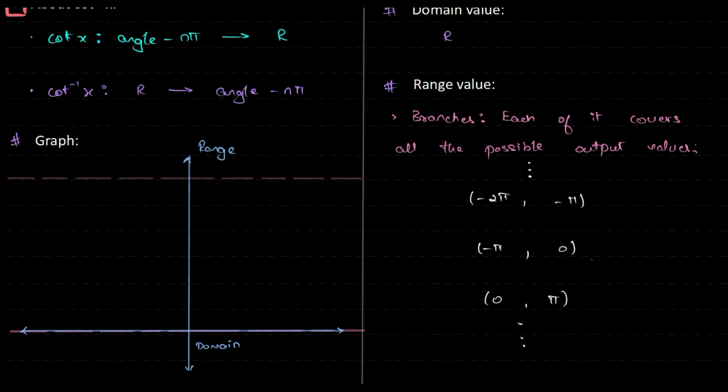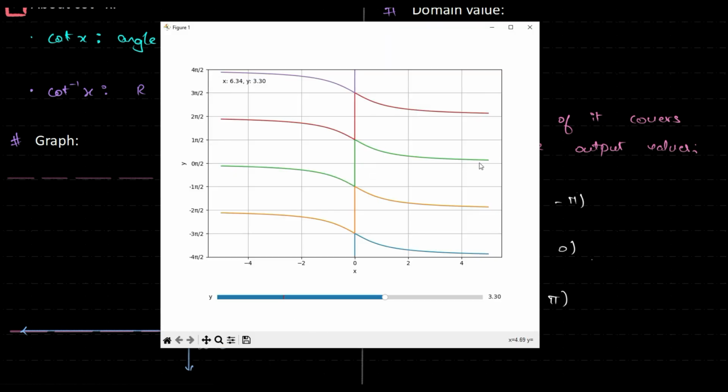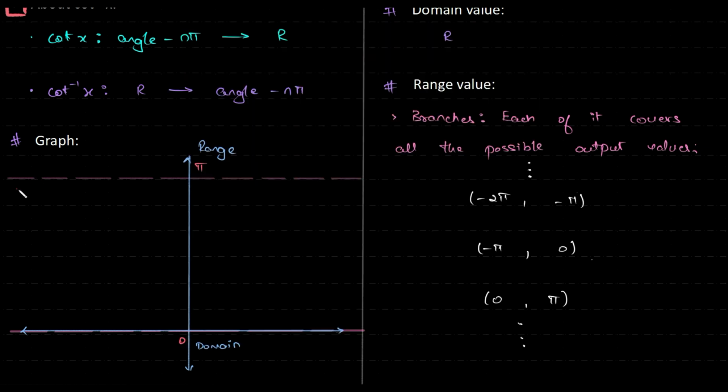So basically this is your 0 and that's your pi, and the graph moves from negative to positive. It will be something like this. Let me confirm that. So this is 0. You can see from 0 to pi, the graph is moving in this manner. So our graph will look something like this.